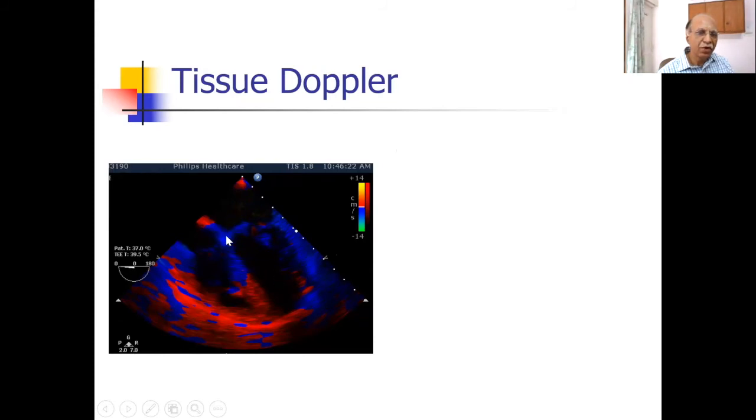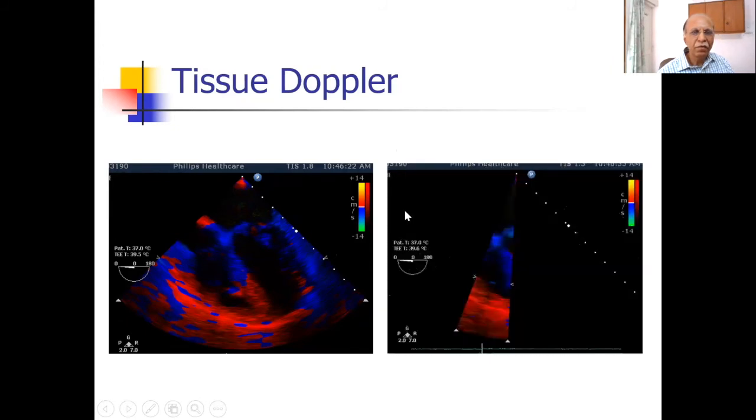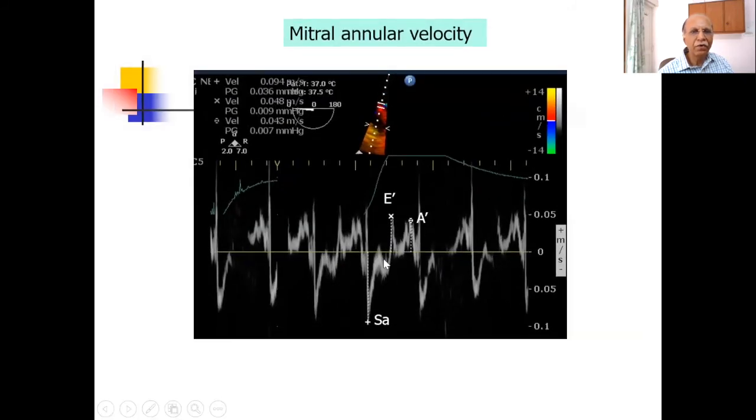That's the medial mitral annulus. This is the lateral mitral annulus. Drop the pulse wave Doppler, and you also narrow down the sector. Here I have narrowed the sector on the medial annulus in order to improve the frame rate and the resolution. And then you apply the pulse wave Doppler and you get a waveform of this kind, or the spectral Doppler in this manner. One systolic wave, which indicates the contractility or the motion of the mitral annulus towards the apex, and two diastolic waves, E prime and A prime. The S wave is called Sa. A stands for the annulus.